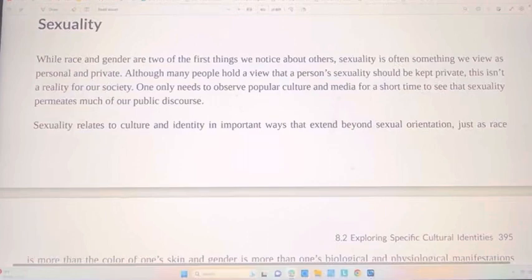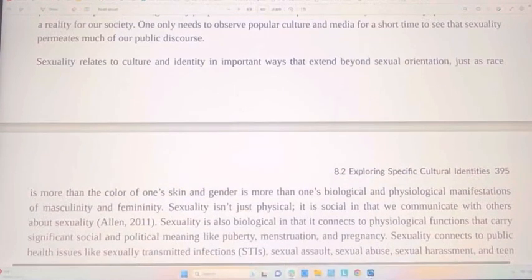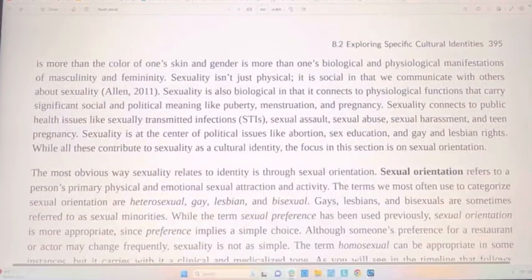of our public disclosure. Sexuality relates to culture and identity in important ways that extend beyond sexual orientation, just as race is more than the color of one's skin, and gender is more than one's biological and physiological manifestations of masculinity and femininity. Sexuality isn't just physical, it is social in that we communicate with others about sexuality.